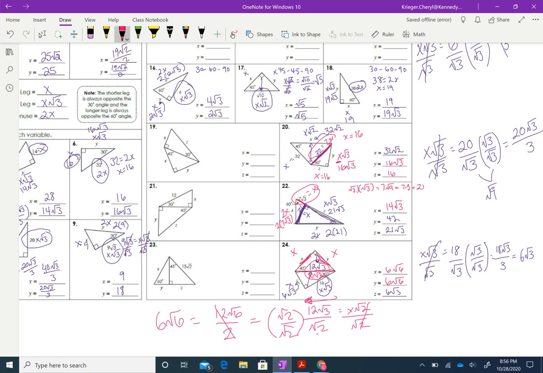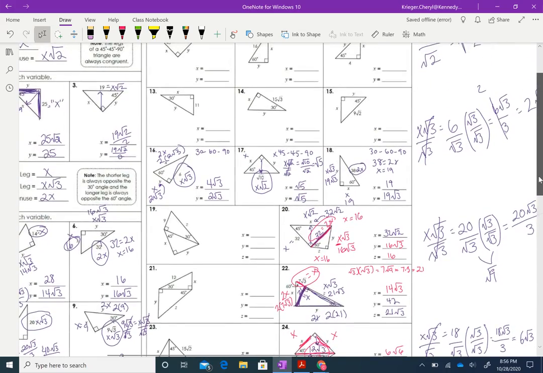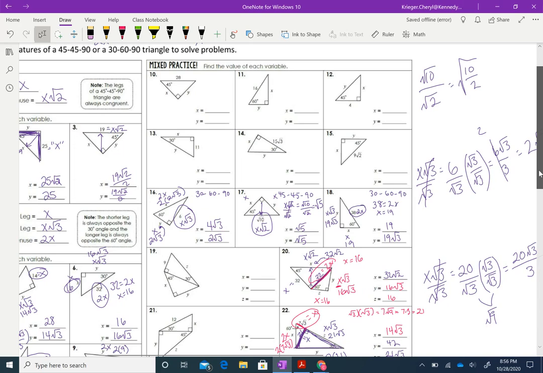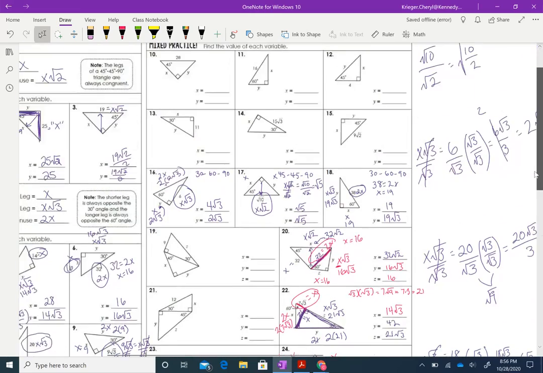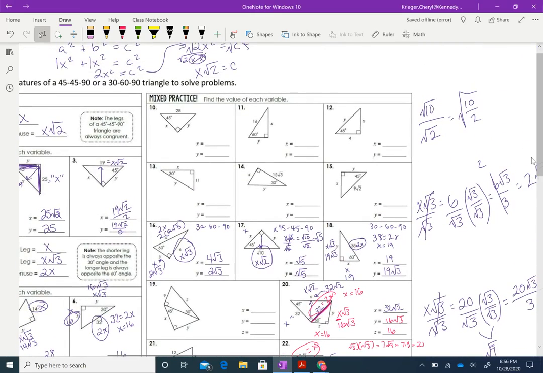Okay, so hopefully through this video you kind of started to understand. Practice with 10 through 15 and do your best with 19 through 23, and good luck.